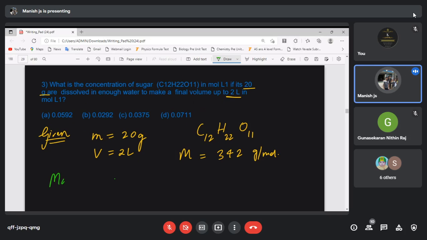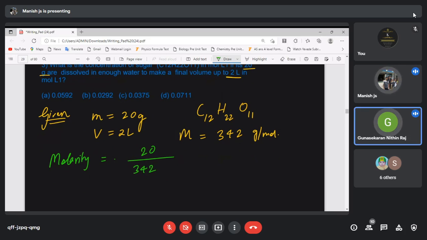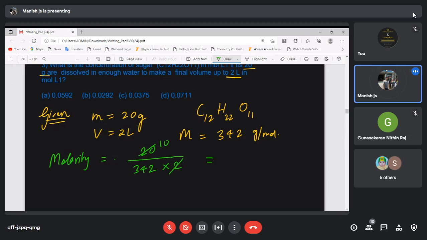Now again, the molarity concept. So molarity is equal to, now what would you do, what do we substitute? You have the mass, so 20 grams divided by your molar mass, which we already have, 342, into volume. Volume is now 2, so into 2. 2 and 20 you cancel off 10 and then you go for a division. When you divide, what is the final value that you are getting? You will obviously get decimals. 0.0292. The unit will be molar, moles per liter.